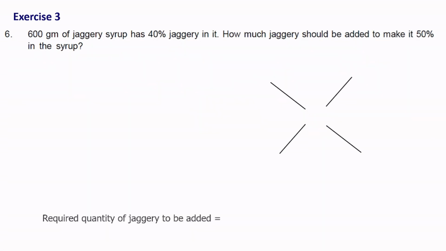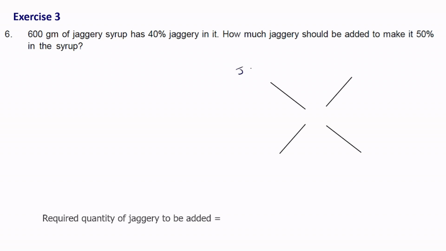Let us move on. The next question. 600 gram of jaggery syrup has 40% jaggery in it. How much jaggery should be added to make it 50% in the syrup? So here 600 grams of jaggery syrup, there is 40% jaggery in it. We need to find the quantity of 100% pure jaggery that should be added so that the syrup has 50% jaggery.